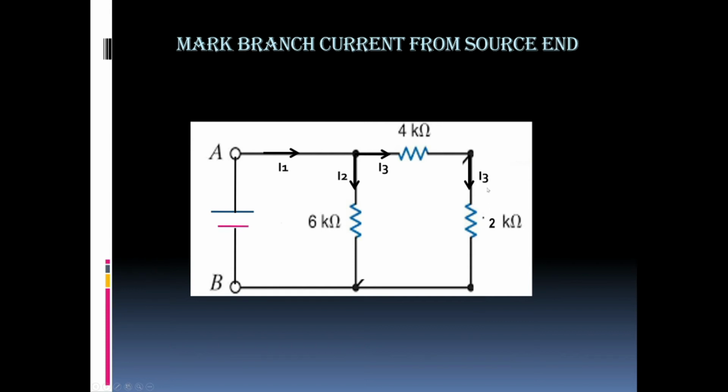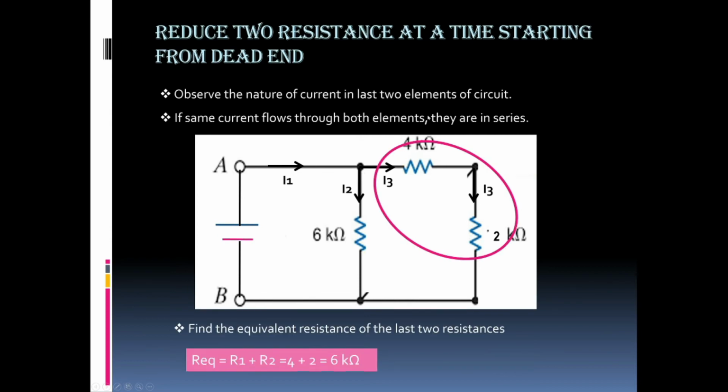So next you have to reduce the last two. Again, here if you see, these two will be the last two. So 4 kilo ohms and 2 kilo ohms. So we have to reduce them. Yes, 4 and 2 kilo ohm. We are going to reduce them into the equivalent resistance.